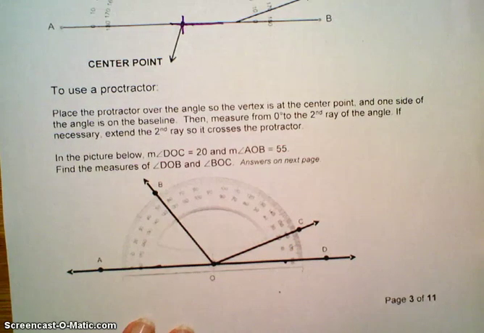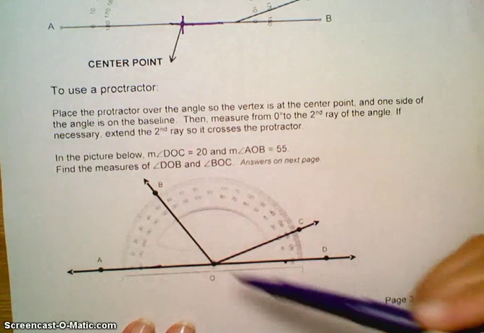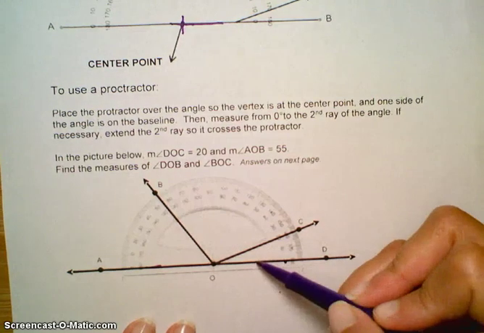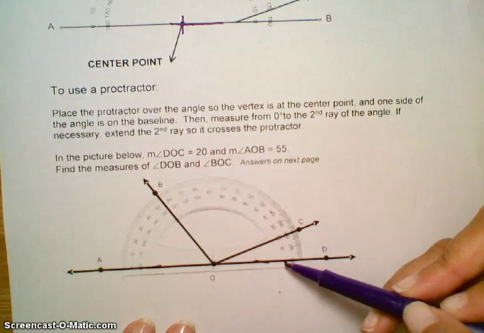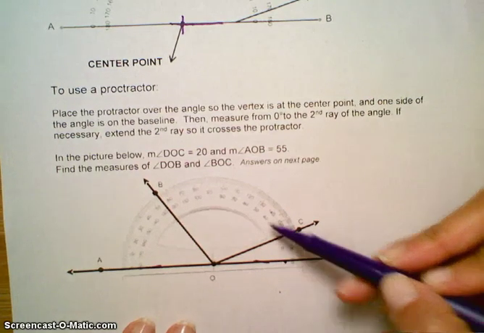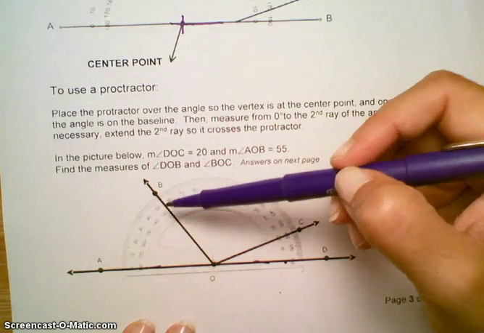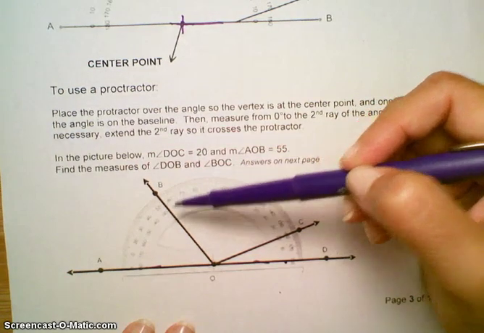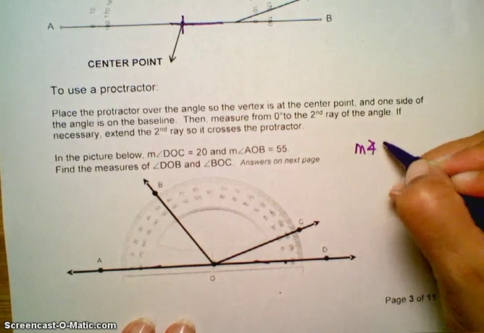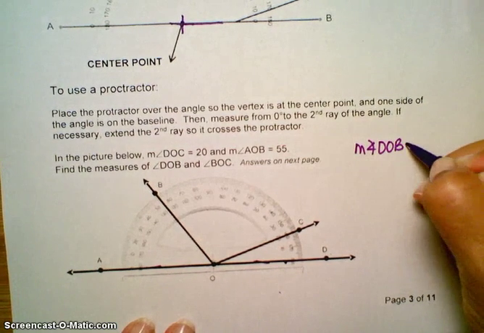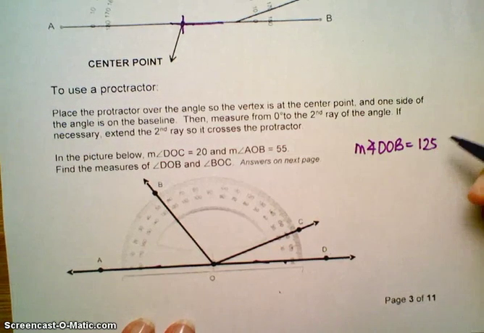Okay, we are continuing on. Oh, and then it asks you to find the measure of angle DOB. Again, we're using this baseline, so we're going to start with the inner scale. And we can see that on the inner scale, this angle measures 125 degrees. Notice I'm using the M to show that I'm talking about the number.